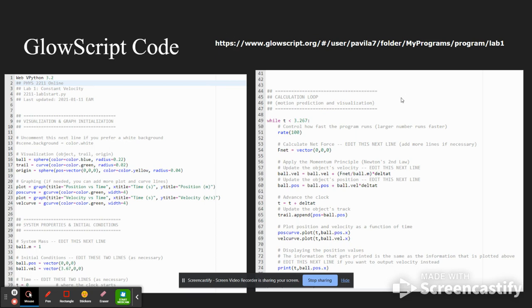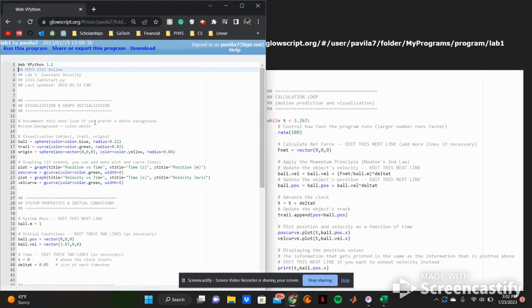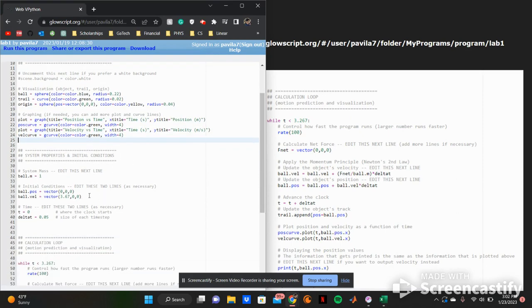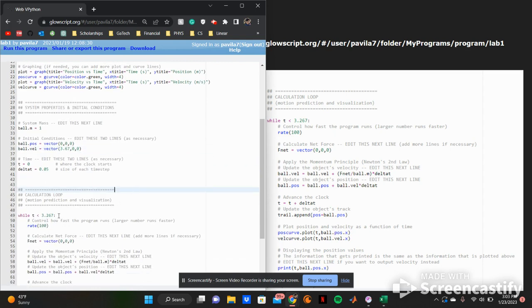Now, this is a link to my code if you want to see it. But if you take a look at it right now, we can see that the program will be plotting the graph of position time and velocity time. What I did change in this program was the velocity. I changed it to 3.6 meters per second because the scooter was moving in the positive x direction only. I also went ahead and changed the time to 3.267 seconds because that's how long my experiment ran.